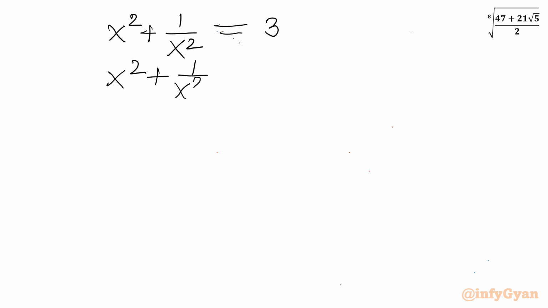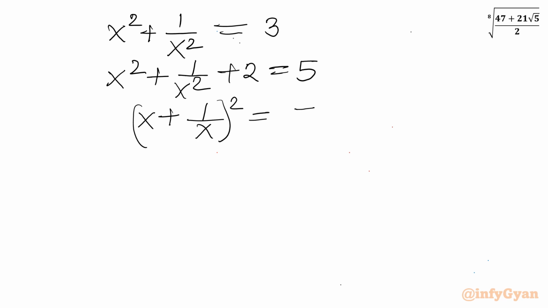Let me write here x square plus 1 over x square equal to 3. Now I will add 2 to both sides. So x square plus 1 over x square plus 2 equal to 3 plus 2, 5. Now left hand side is x plus 1 over x whole square equal to, I can write this is root 5 whole square. Consider square root both sides. So x plus 1 over x equal to root 5.